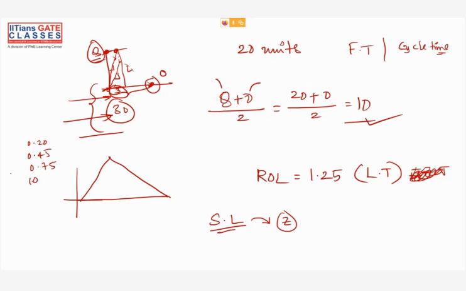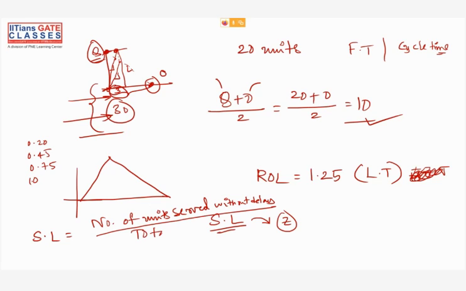Okay. So what is service level? What do you mean by service level? Service level means number of units served without delay divided by the total demand. That is what your service level is.